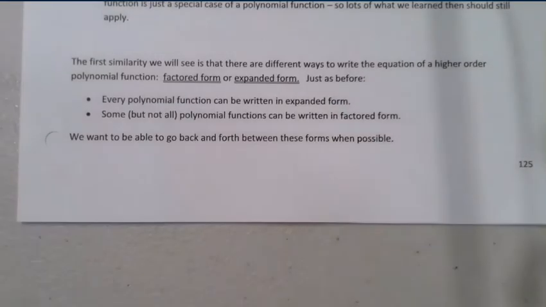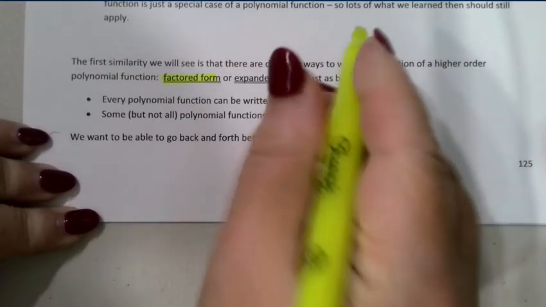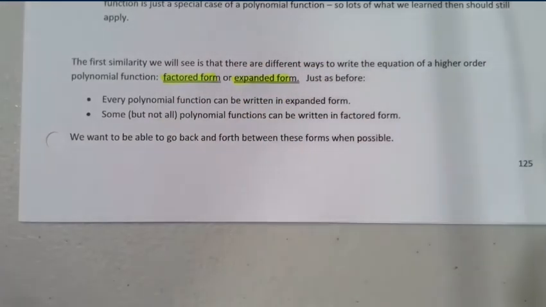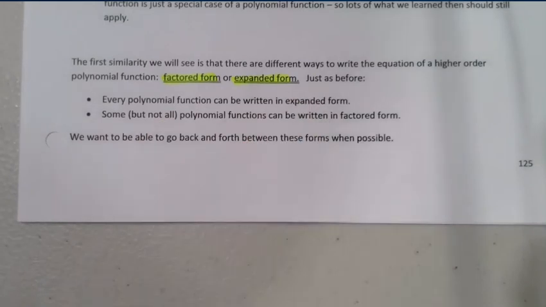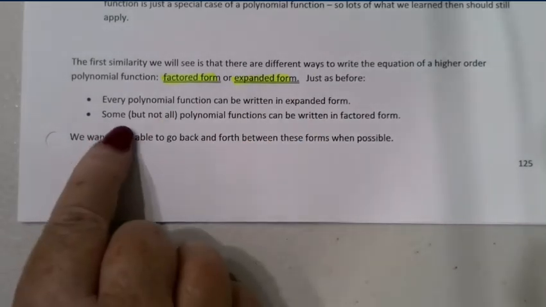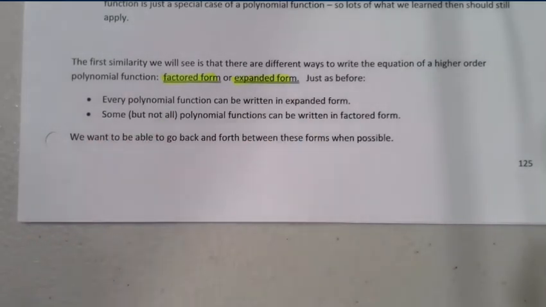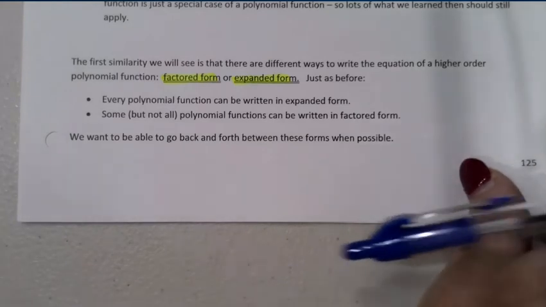In this particular section, we're going to be concentrating specifically on the different forms of a higher order polynomial function. And in this case, we're going to be looking at two forms, factored forms and expanded forms. Just like we saw with the quadratics, every polynomial function can be written in an expanded form. Some, but not all, also have a factored form. And when possible, we'd like to be able to go back and forth. So that's what we'll concentrate on in this particular section.